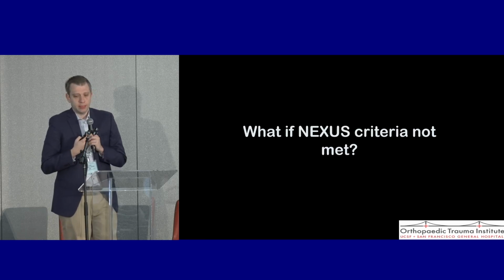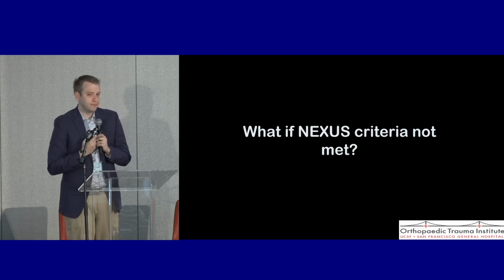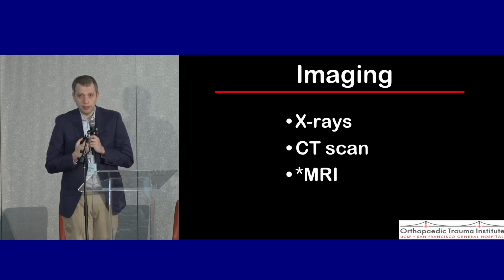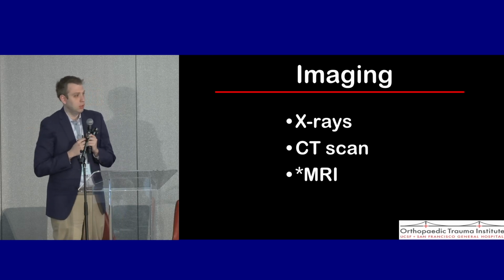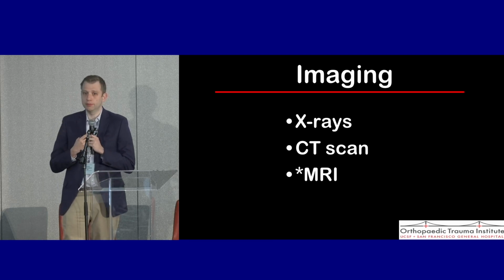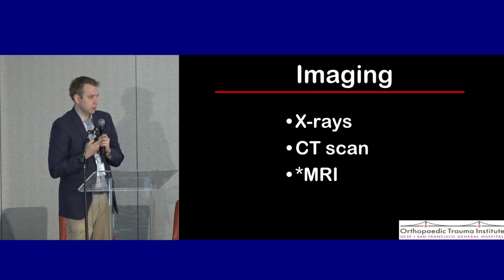What if the Nexus criteria are not met? Or if it's a trauma and we have the imaging, well, we kind of need to understand how to read the imaging and we need to make sure that it's negative. And so basically our imaging modalities of choice are X-rays, CTs, and MRIs. I put a little asterisk with the MRI because that's an as-needed type of exam, but generally speaking, when the trauma comes in, you either need a cervical X-ray, but nowadays, most trauma centers just get a cervical CT.